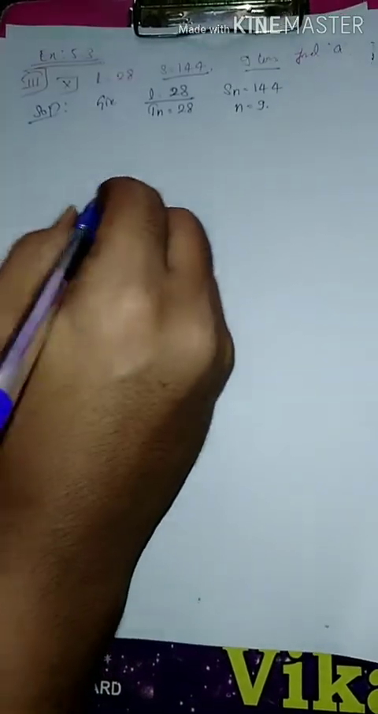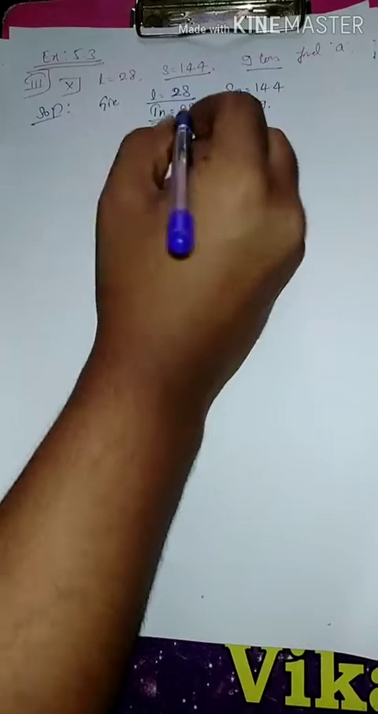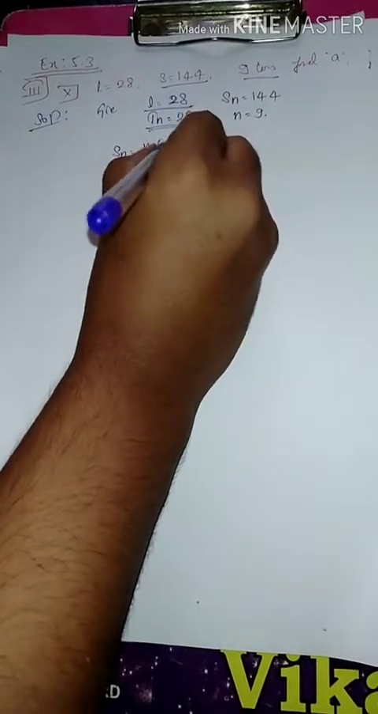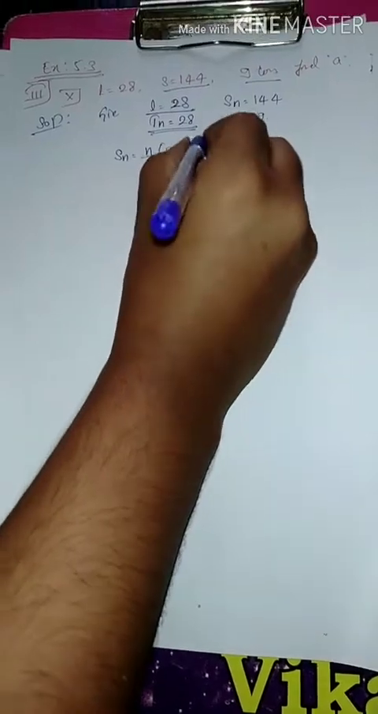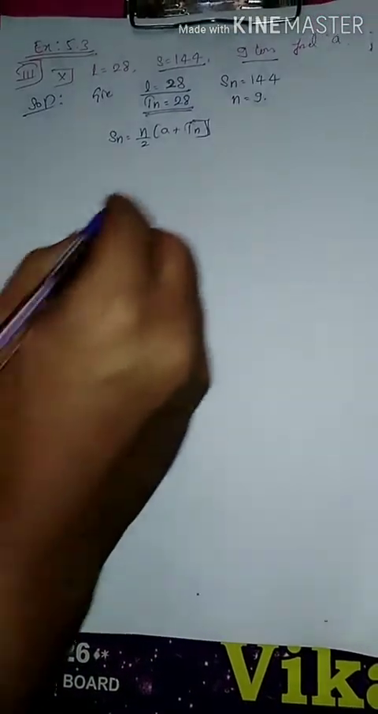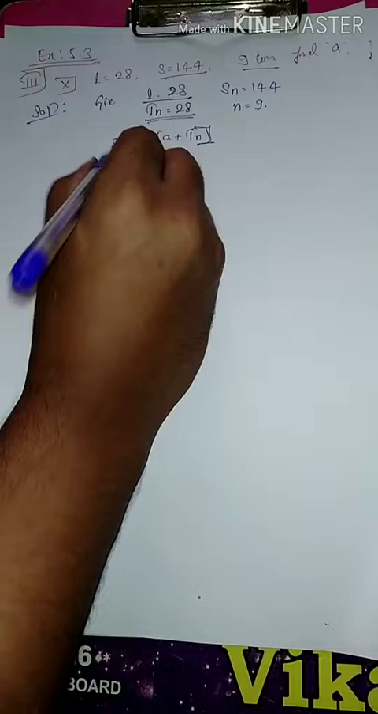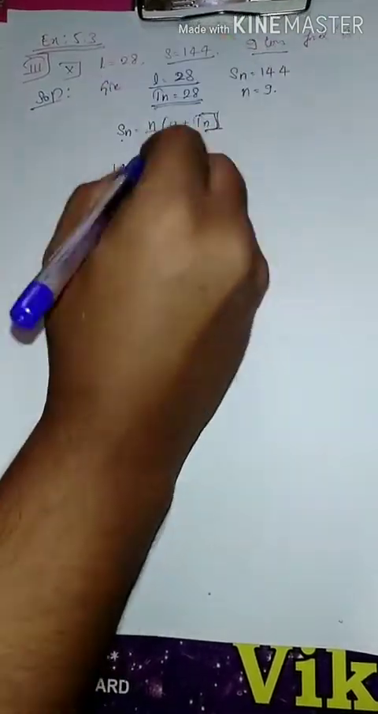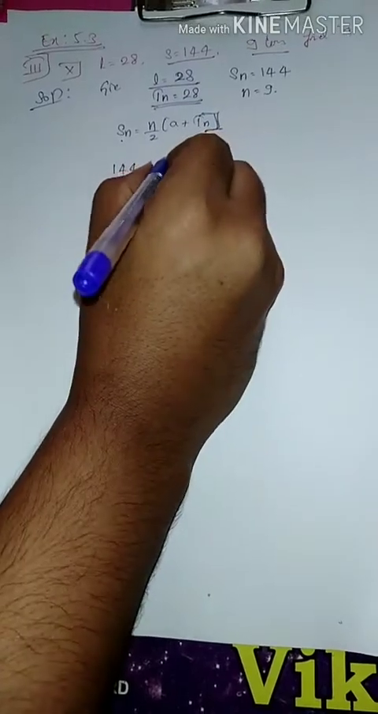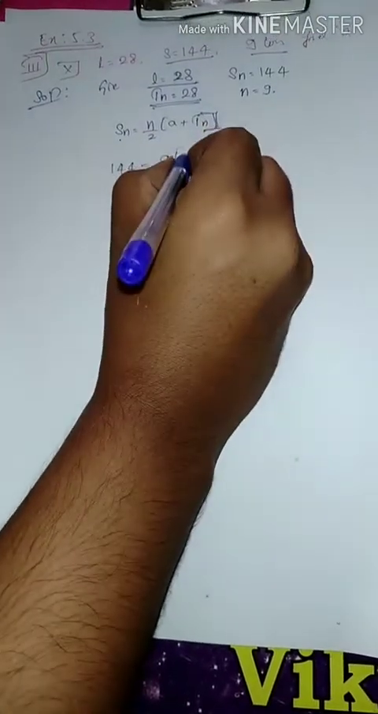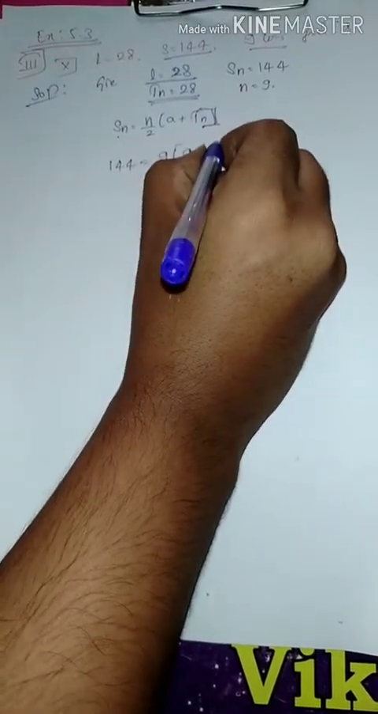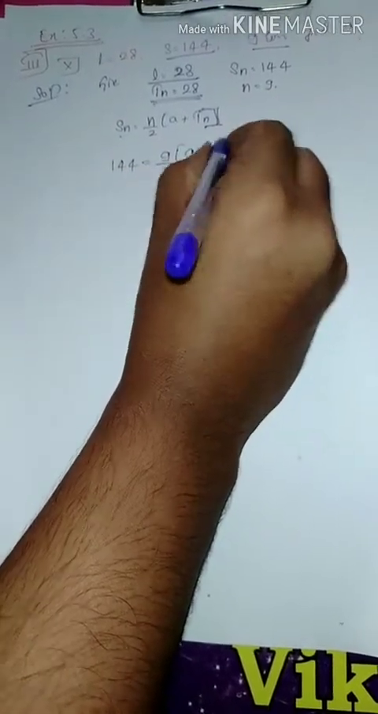But we know the formula. Here the last term is given. How to find the sum of n terms of an AP? Sn is equal to n by 2 into a plus Tn is the formula to find the sum of n terms of an AP when the last term is given. So Sn is 144. Put all the values in this formula. 144 is equal to 9 by 2 into a, which we don't know, we need to calculate here, right, as it is, a plus Tn is 28.